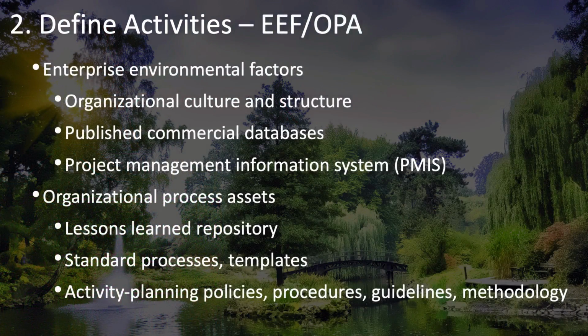Organizational process assets include some standard templates that you could use or processes for identifying activities. Your lessons learned repository may also contain examples from previous projects of activities that you can use to start off your activity list. And your organization may include, especially if you have a PMO or your program or portfolio has defined some of the policies and procedures and guidelines for activity planning. You may even have a formal methodology that you've adopted.